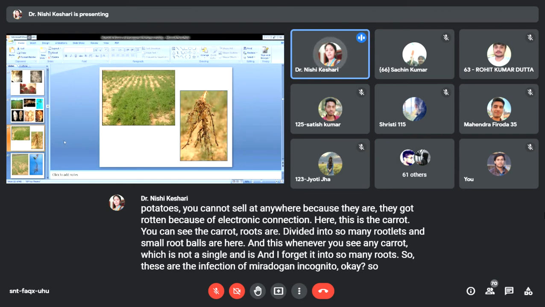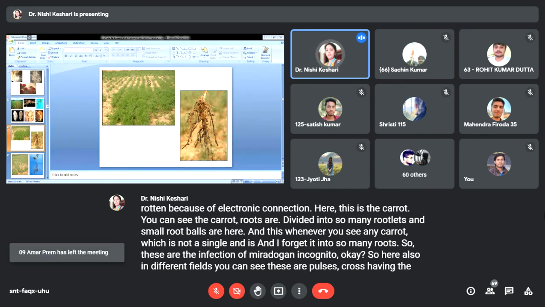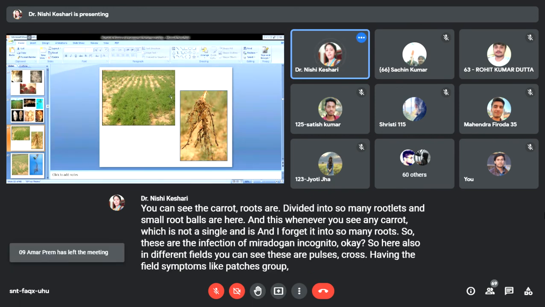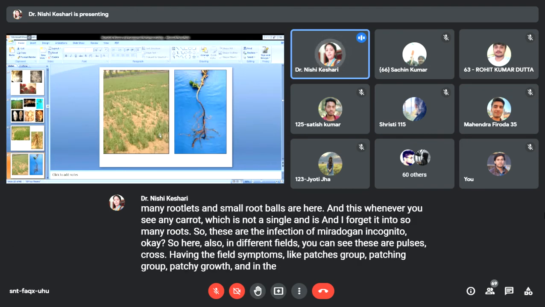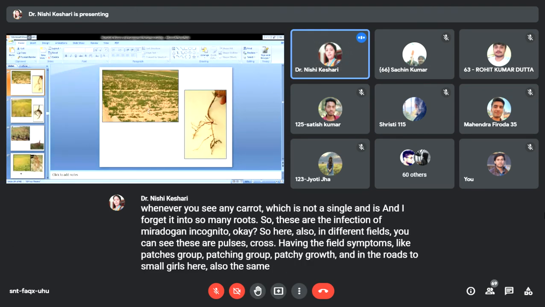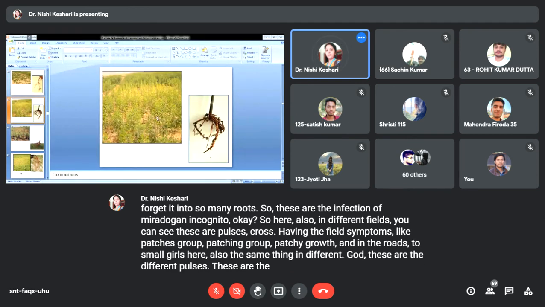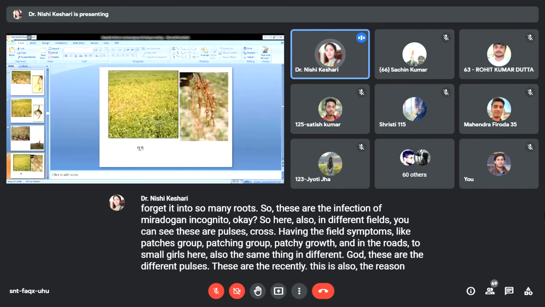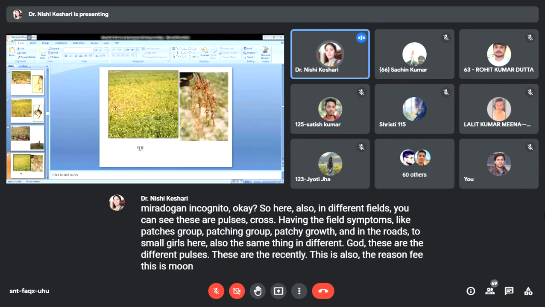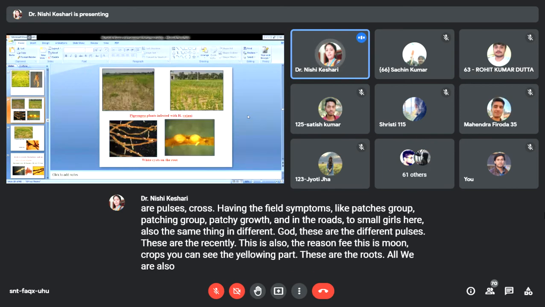So here also, in different fields, you can see these pulses crops having field symptoms like patchy growth, and in the roots small balls. Here also the same thing, in different crops, these are different pulses. These are the pigeon pea. This is also the pigeon pea. This is moong crop, you can see the yellowing part. These are the root balls. Here also the root balls are there.